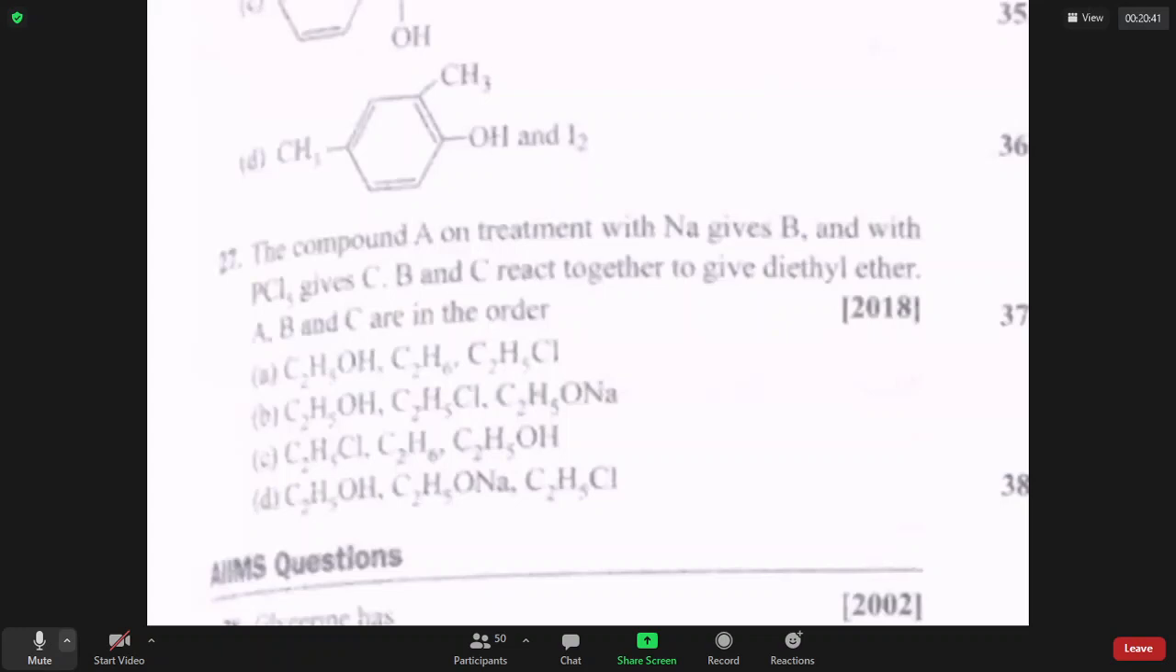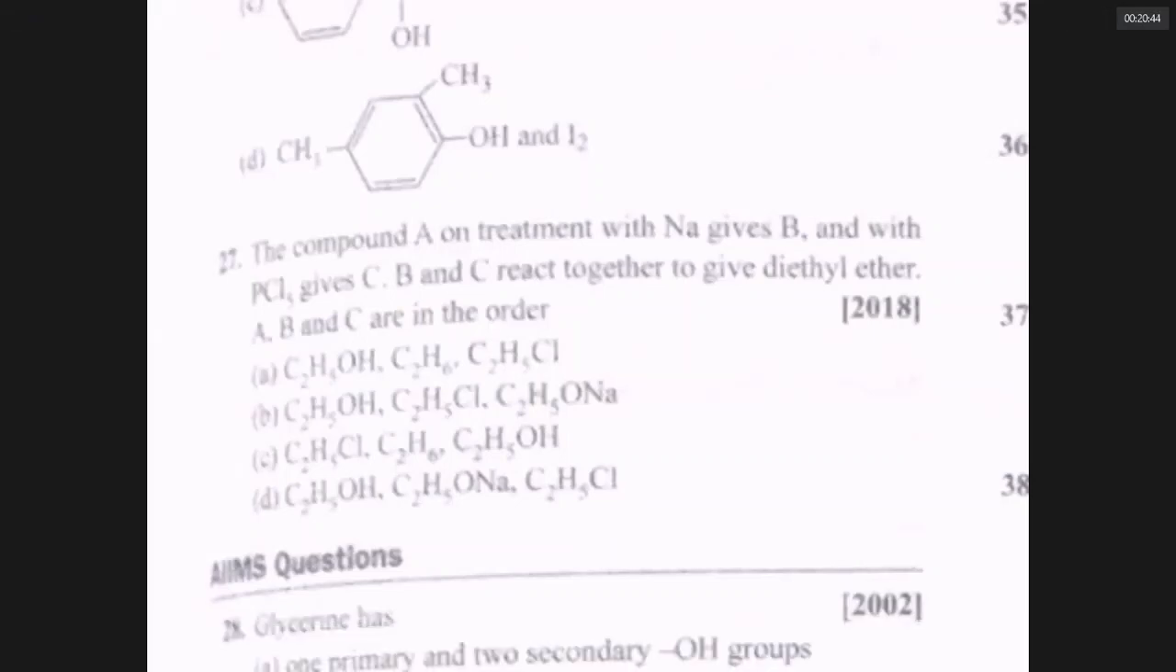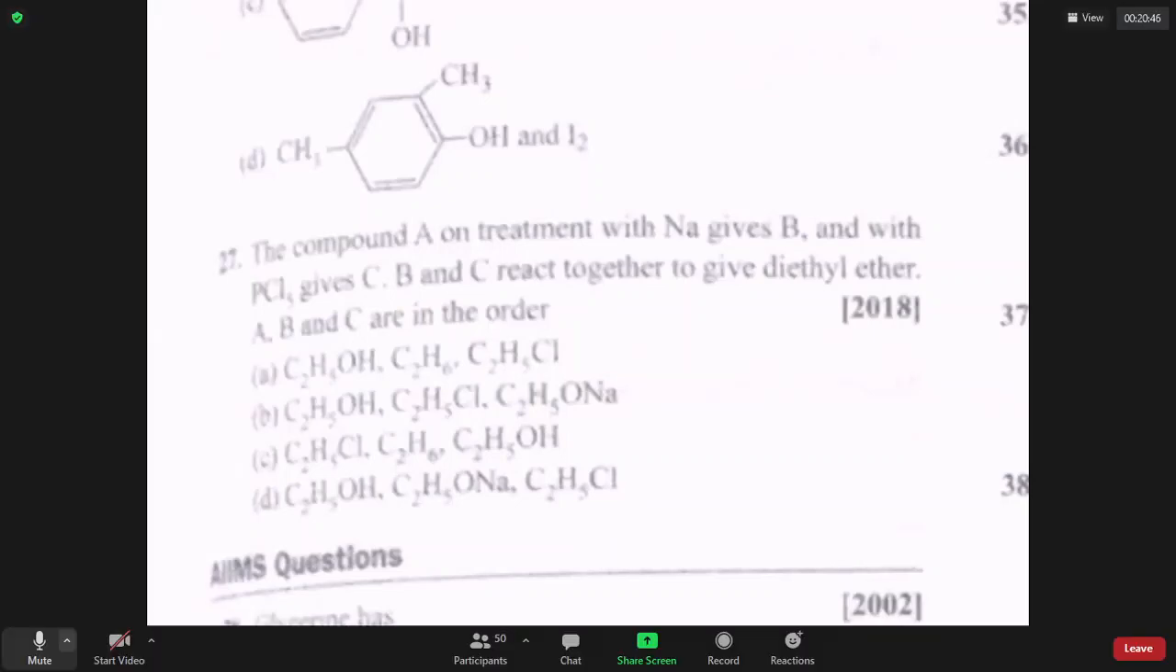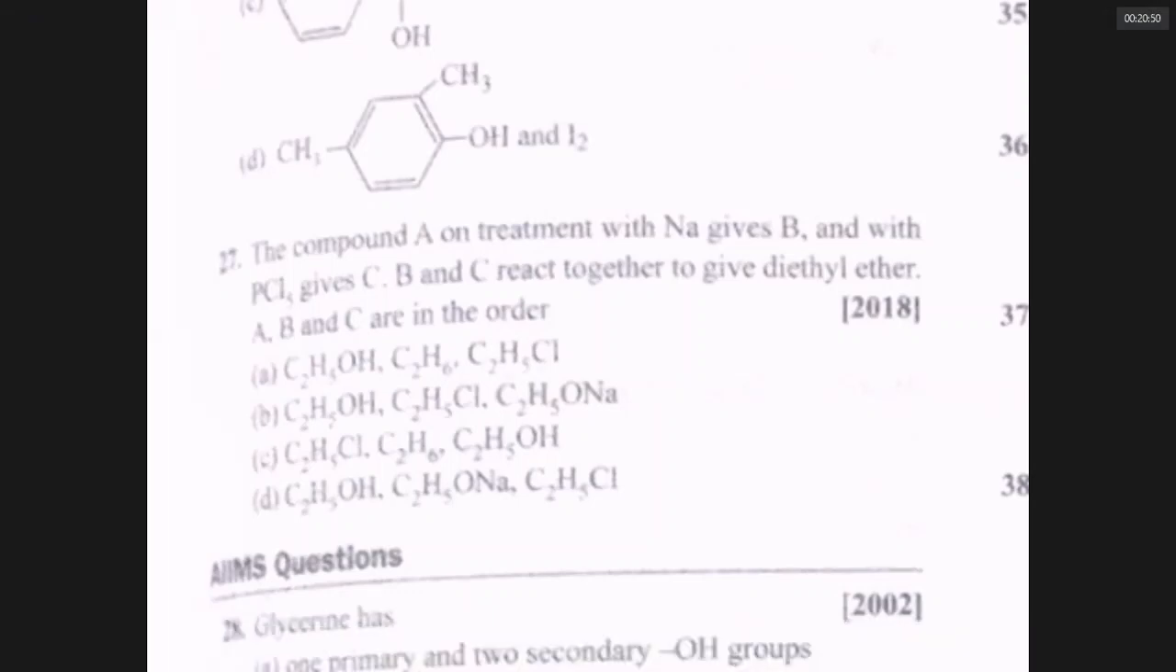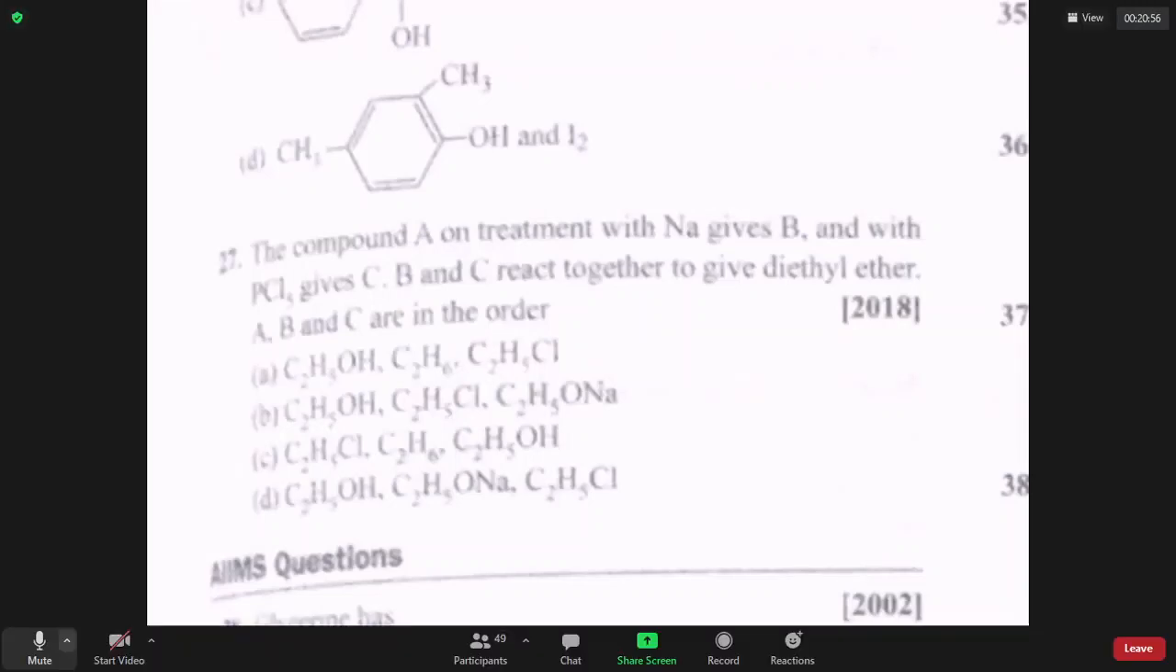Sir, somebody who reacts with sodium to give hydrogen must be alcohol. Somebody who reacts with PCl5 must be alcohol, and that gives alkyl halide. Alkyl halide and sodium alkoxide would together give ether. Answer must be D for donkey.